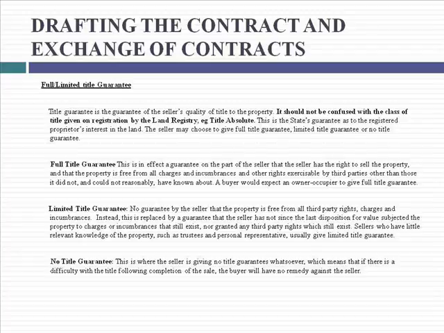No title guarantee. This is where the seller is giving no title guarantees whatsoever, which means that if there is a difficulty with the title following completion of the sale, the buyer will have no remedy against the seller.